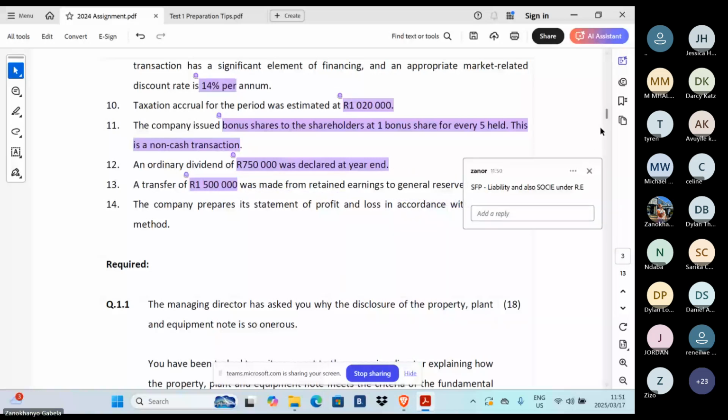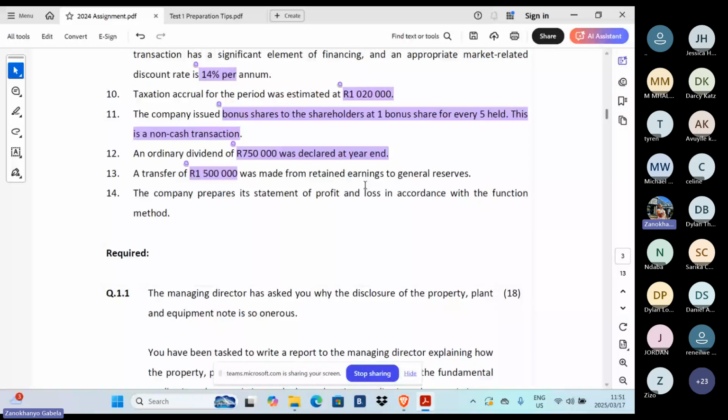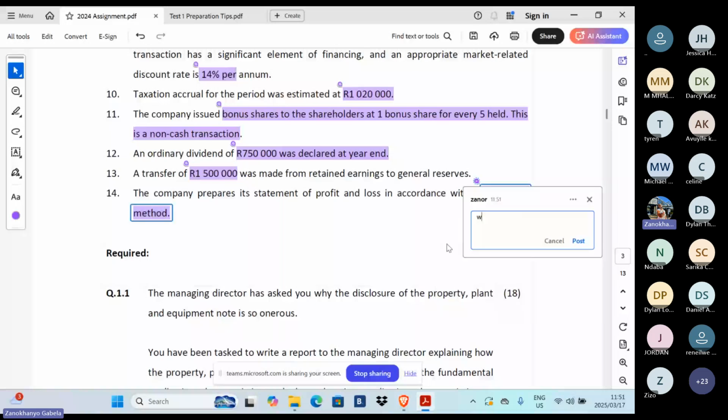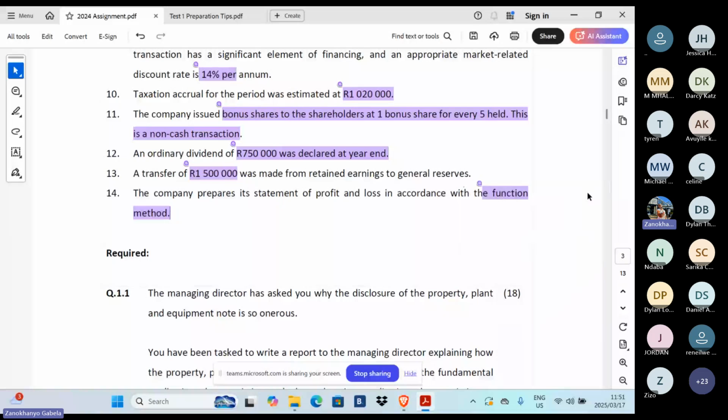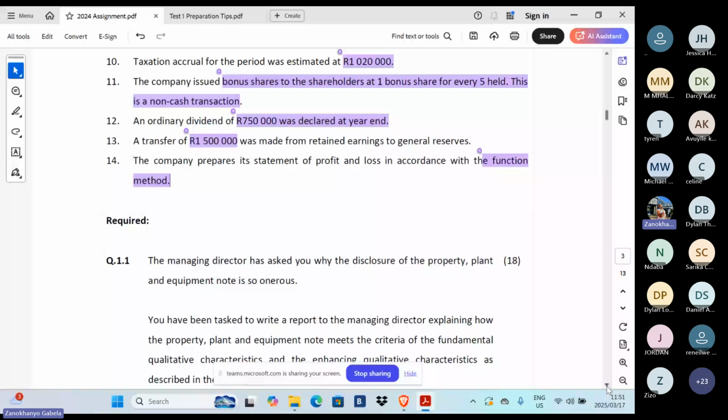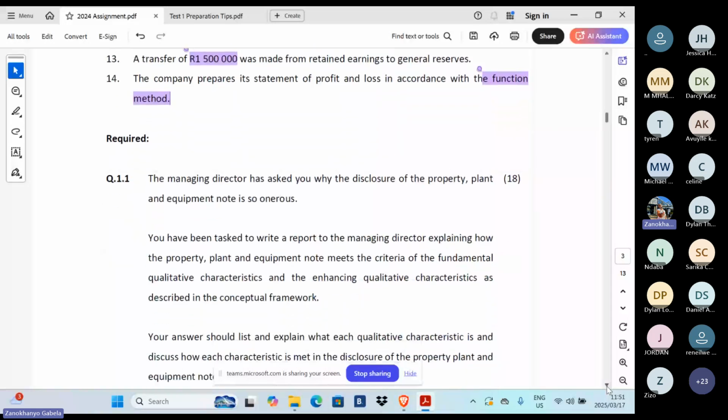Okay, and then let's see, the company prepared a statement. Oh, we already knew, right? We already knew. Right. And then what are they asking us now? They're asking here, the managing director has asked you why the disclosure of PPE is so onerous.